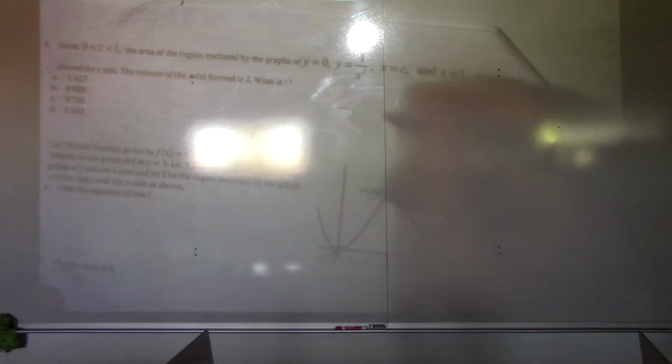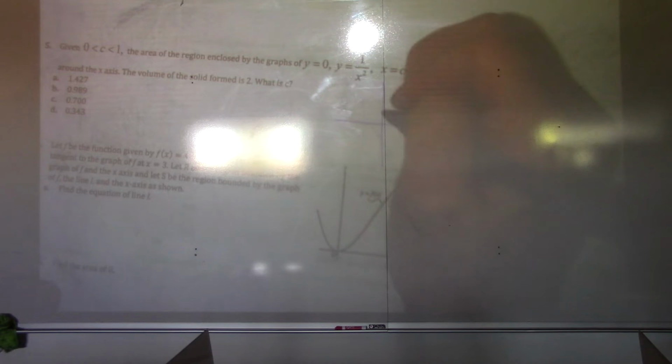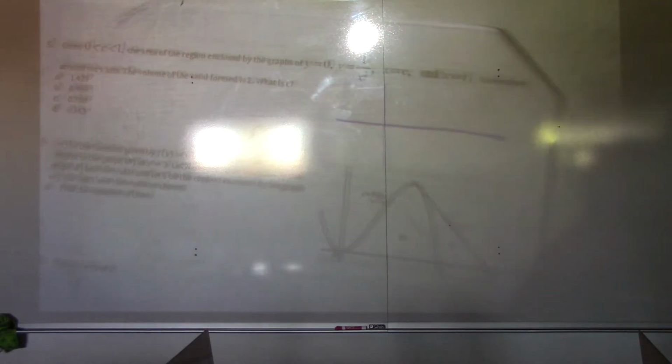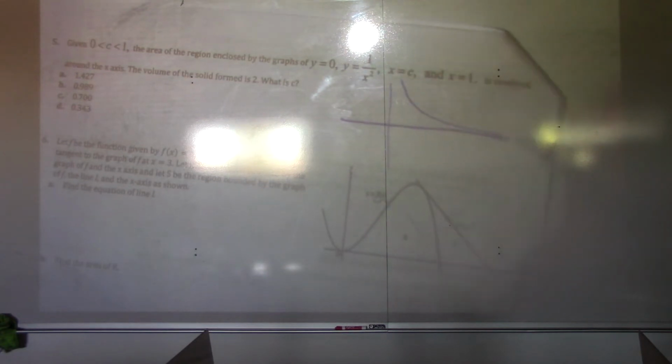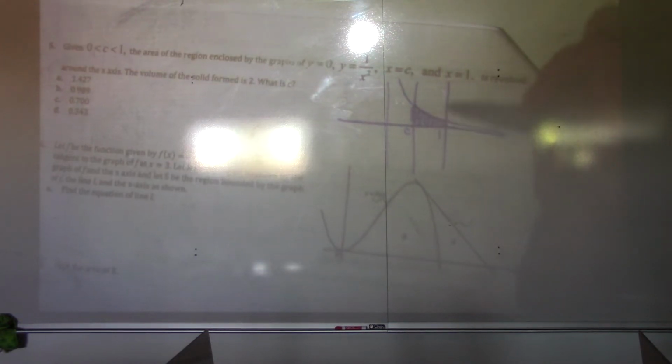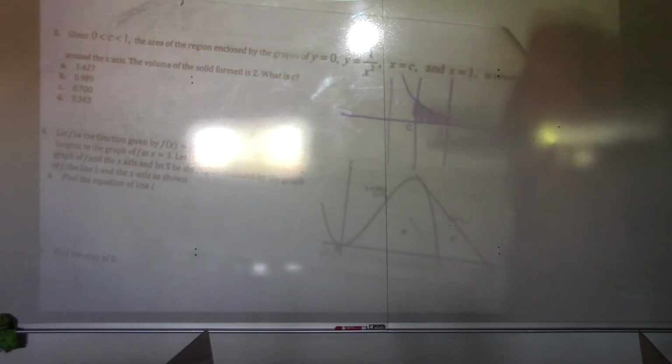So I'm looking at the graph of y equals 0, which is this, and y equals 1 over x squared, which looks something like this. x equals 1, and then x equals c, which is between 0 and 1, so somewhere in here. So this is c, this is 1, this is my function, and these four are like the walls of this area. This area is revolved around the x-axis, and the volume formed is 2, so let's get an equation for the volume formed.